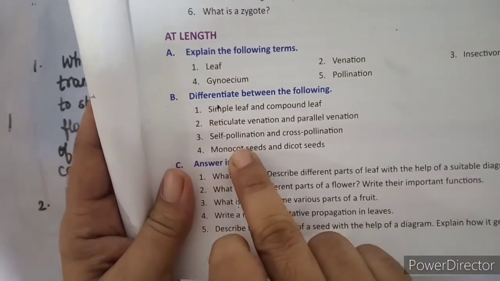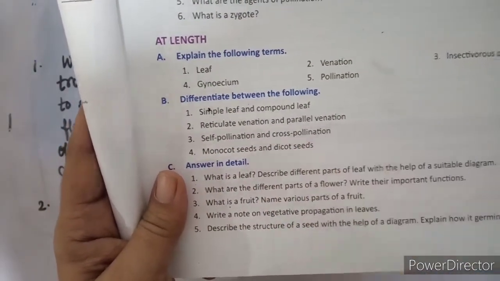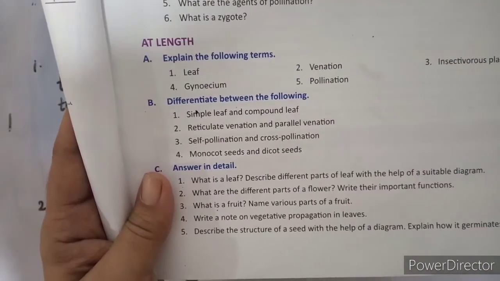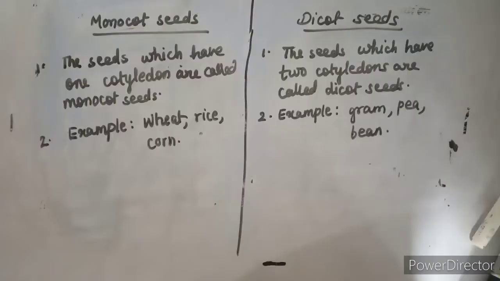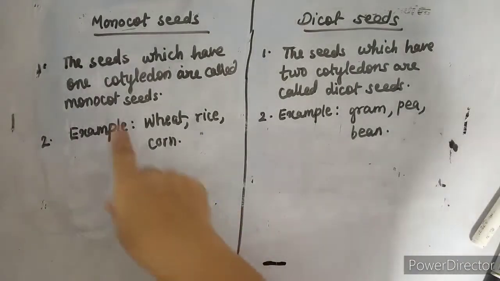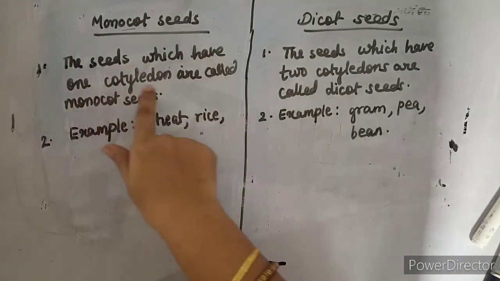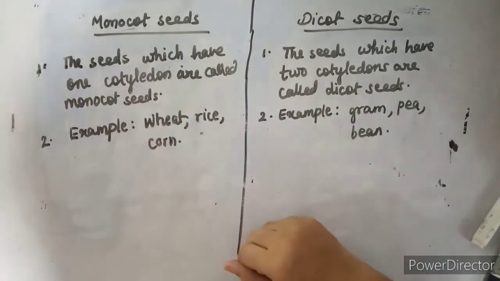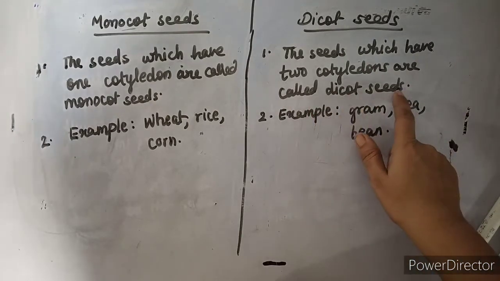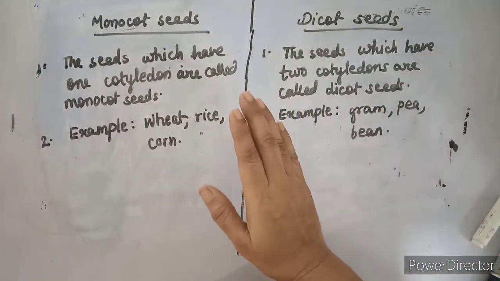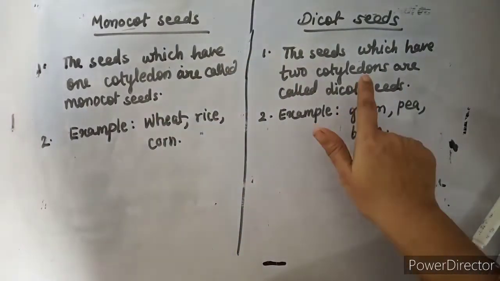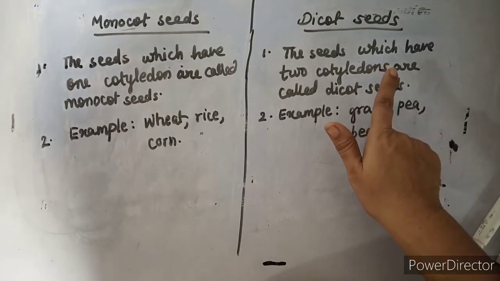Now the last question, monocot seeds and dicot seeds. So again we have to differentiate. Write down the difference between monocot seeds and dicot seeds. First point: the seeds which have one cotyledon are called monocot seeds. The seeds which have two cotyledons are called dicot seeds. This means when you break up a monocot seed, it will not break into two halves, while a dicot seed will break into two halves. Already while explaining I have told you.